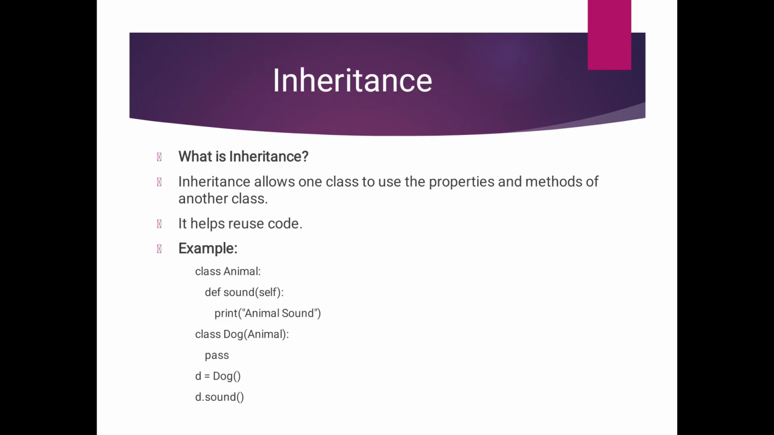Next, inheritance. Inheritance allows one class to use the properties and methods of another class. The existing class is called the parent class and the new class is called the child class. A simple example is a child inheriting qualities from the parents. Inheritance helps us reuse code and reduces duplication.